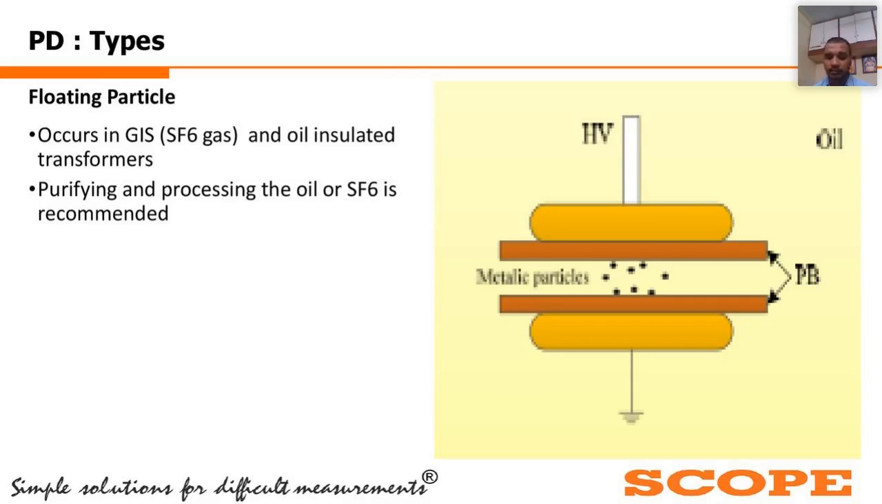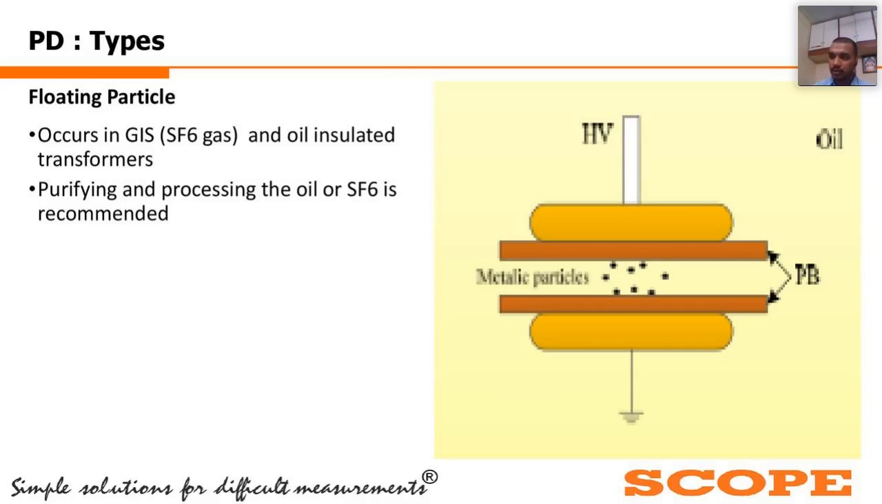But somehow, let's say some particles are left inside the GIS or inside the transformer. Then, considering the equation that we discussed, E equals V by D, ionization occurs around these particles. And due to the AC or alternating nature of our voltage stress, these particles keep charging and discharging.